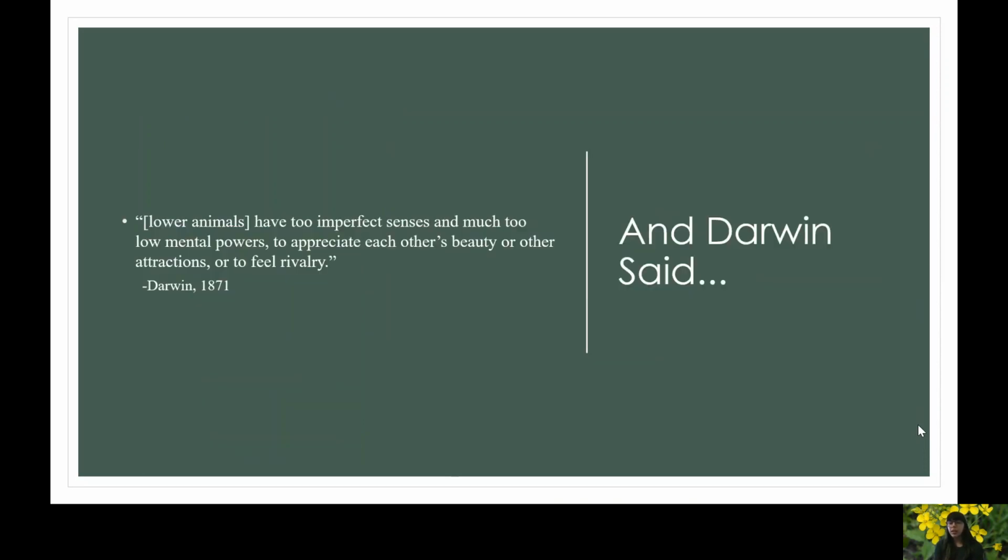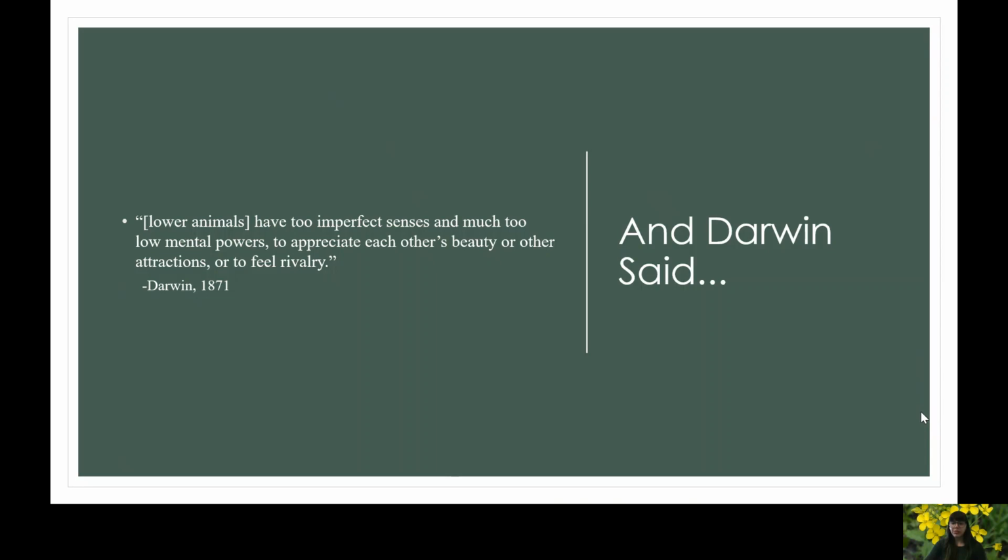When Darwin first posited the idea of sexual selection, his definition did not include plants or so-called lower animals, since it was believed that they could not perform tasks relating to sexual selection. The apparent animal bias is seen when Darwin wrote, "Lower animals have too imperfect senses and much too low mental powers to appreciate each other's beauty or other attractions or to feel rivalry," in The Descent of Man and Selection in Relation to Sex in 1871.